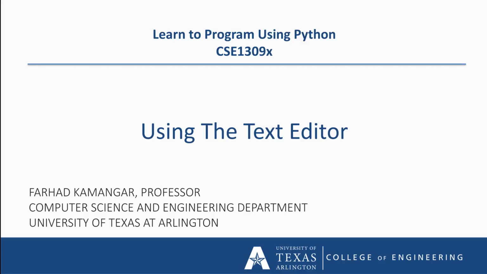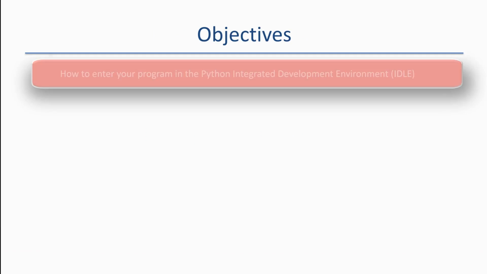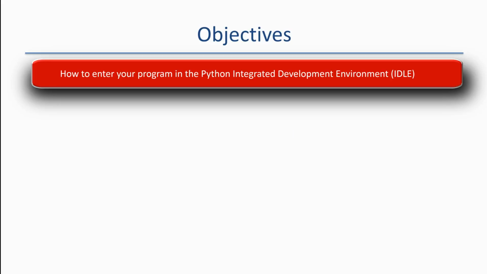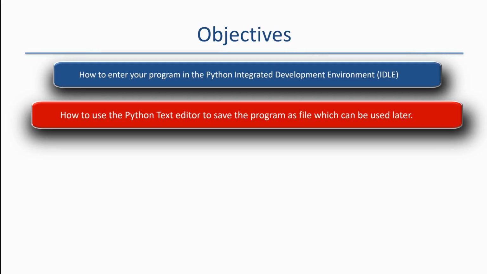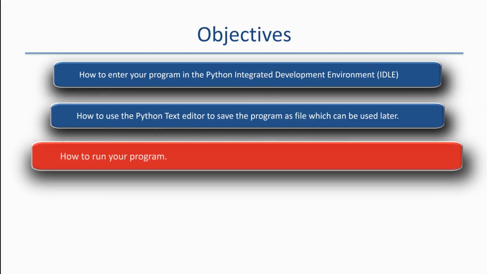In the last lesson, I showed you how to convert the example algorithm into a program. However, I did not enter the program into the Python development environment. In this lesson, I'm going to show you how to enter your program in the Python integrated development environment, which is called IDLE, of course. And also, I'm going to show you how to use the Python text editor and how to save your program so you can use it in the future, and how to run your program after you entered it into the text editor.